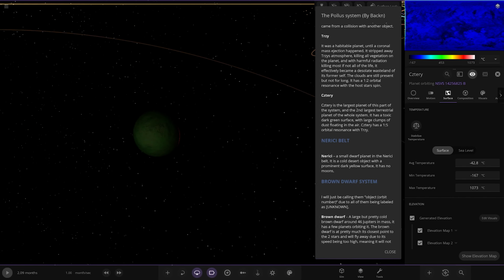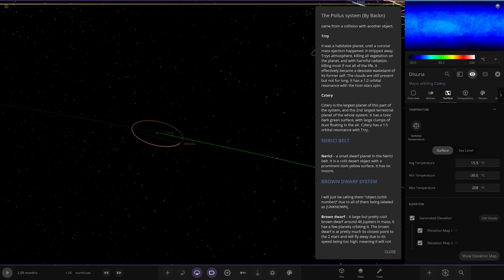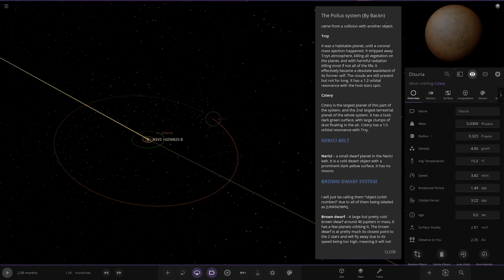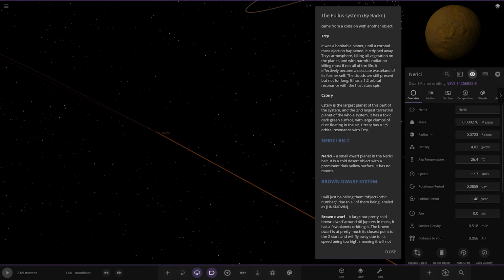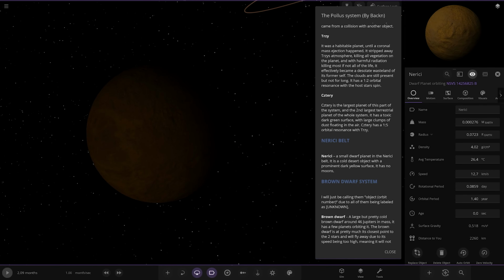Okay. Then we have the Nursey belt. It has a moon as well. There's the belt. We've got Nursey itself. A small dwarf planet in the Nursey belt. It's the cold desert object with no prominent yellow surface. It has no moons.